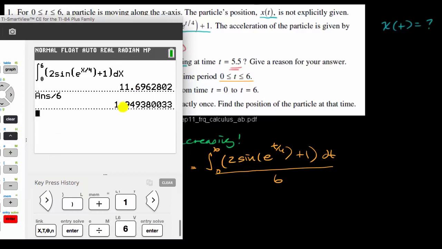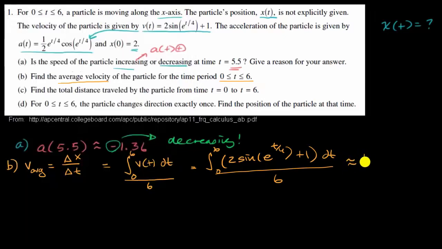And then I divide by 6, and I get, and when you're taking an AP Calculus exam, it's important to round to 3 decimal places unless they tell you otherwise. That's what they expect. So it's approximately equal to 1.949. Now let's do part C.